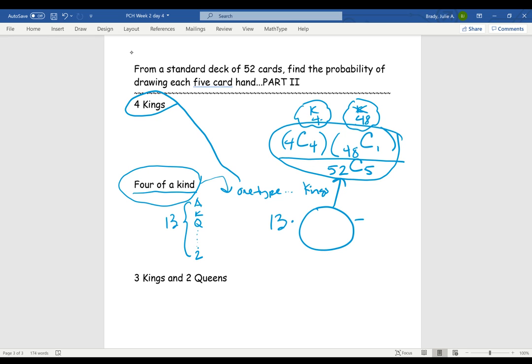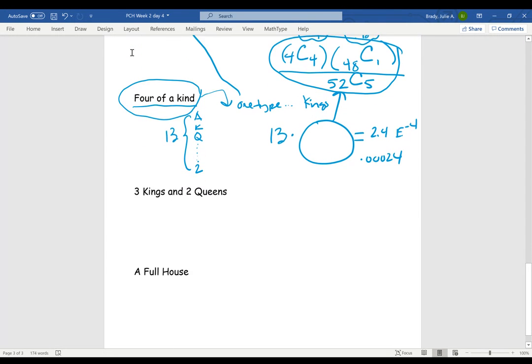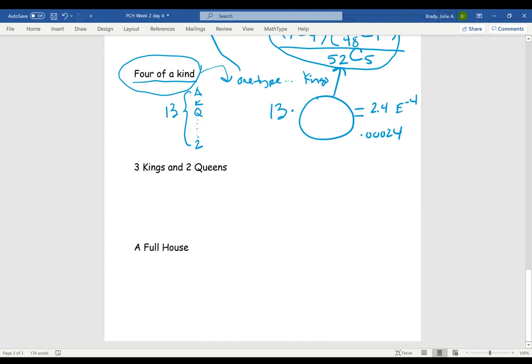And it's really a small probability. On my calculator, I got like 2.4, and then it said e to the negative 4. So I hope you guys all remember scientific notation. It's 0.00024.